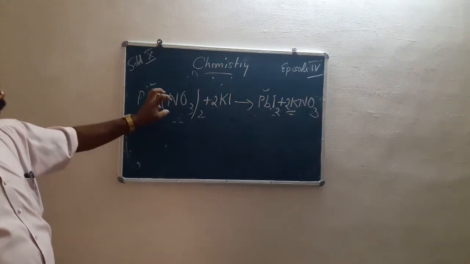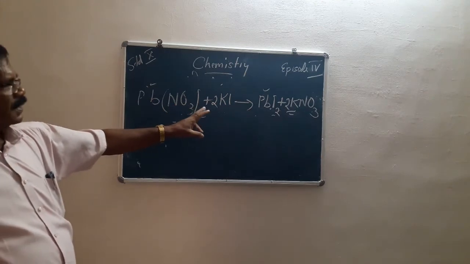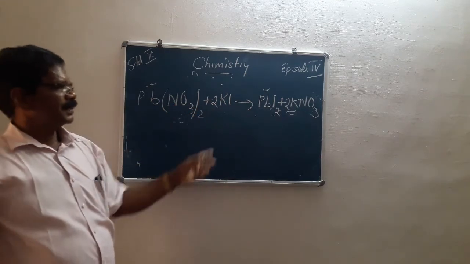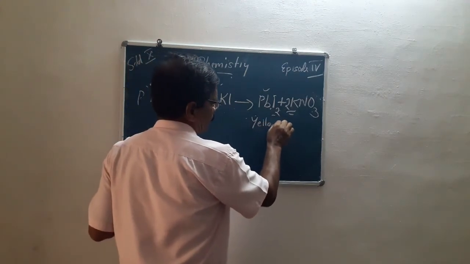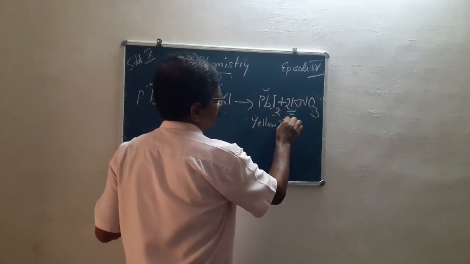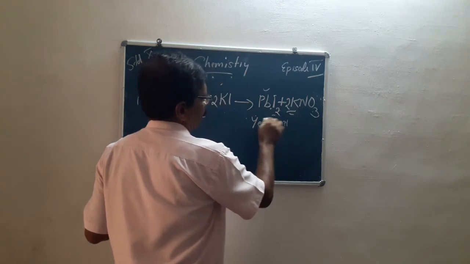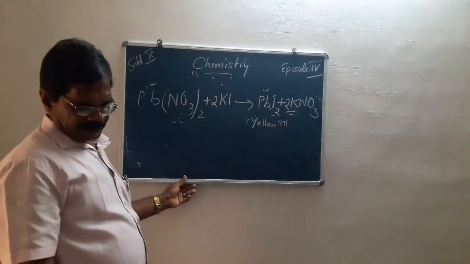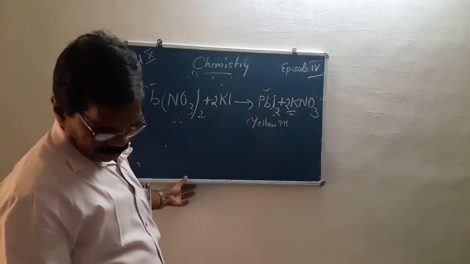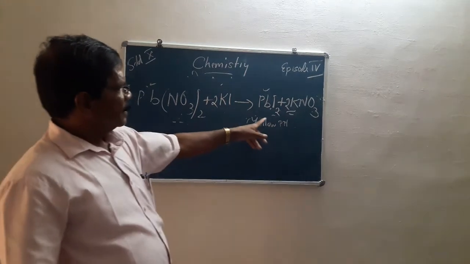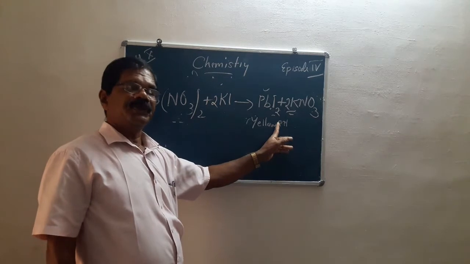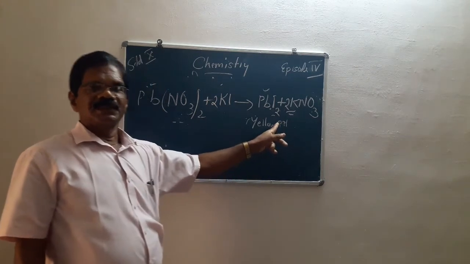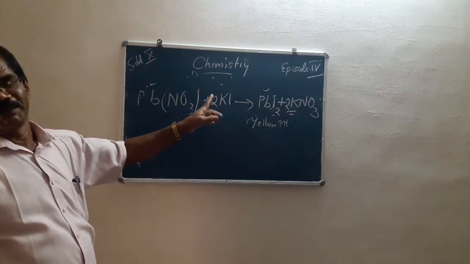Then you know when potassium iodide is added, a yellow precipitate of lead iodide is formed. A yellow precipitate of lead iodide is formed. Precipitate means which is insoluble in water. That is known as insoluble in water.